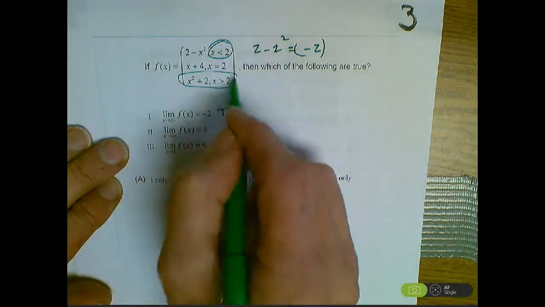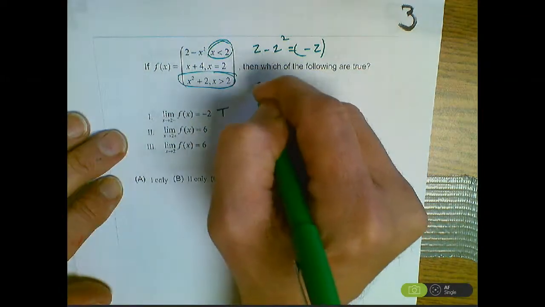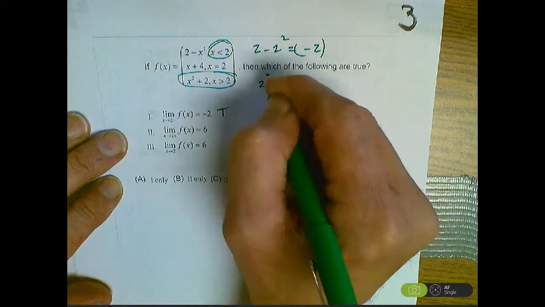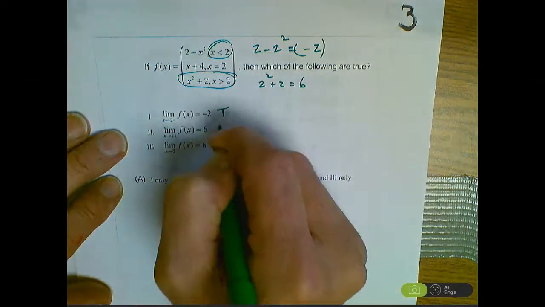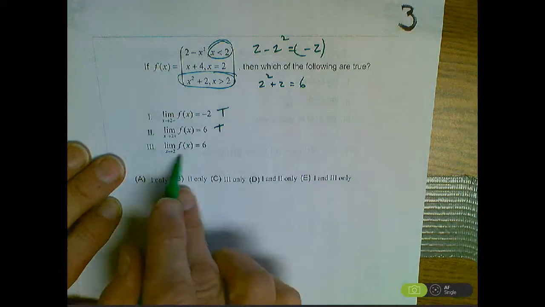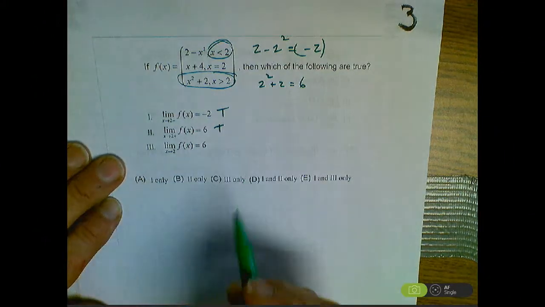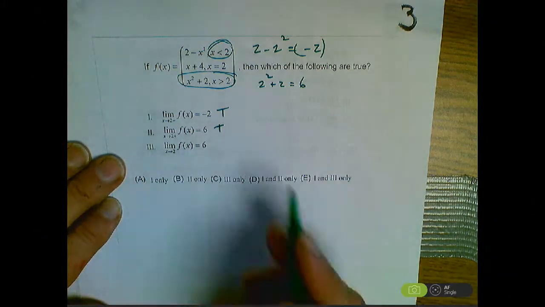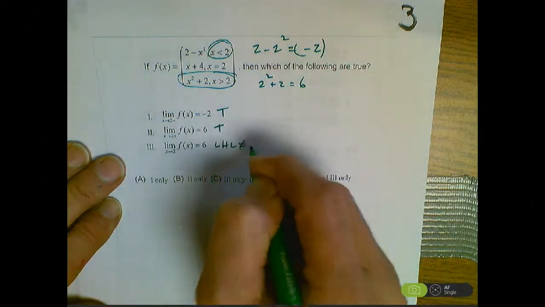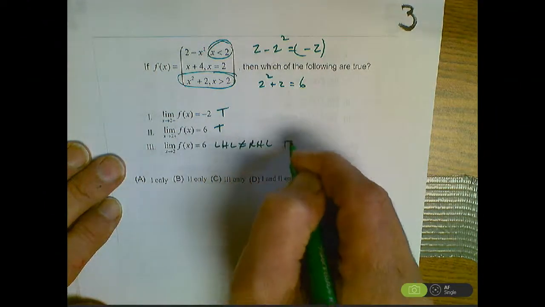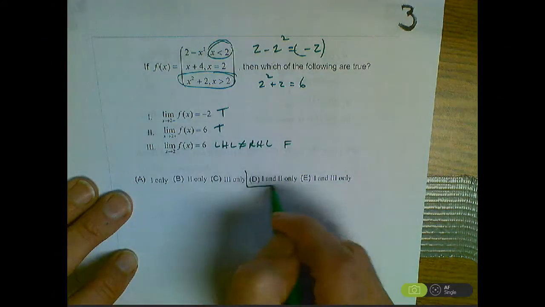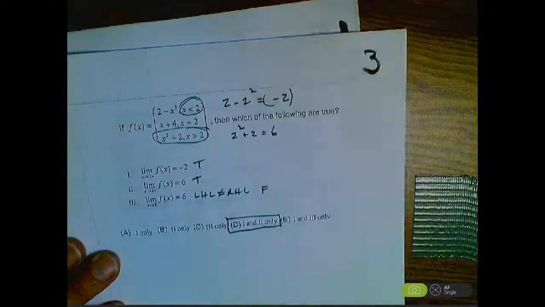Okay, then it says 2 from the right. I'm going to look at this piece here. So I got 2 squared plus 2. That's equal to 4 plus 2 is 6. That's true. It wants to know, is the limit at 2 equal to 6? Well, for that to be true, the left side limit must equal the right side limit. That does not, because the left-hand limit does not equal the right-hand limit, and that's false. So 1 and 2 are true, and the answer would be D. Problem number 4.